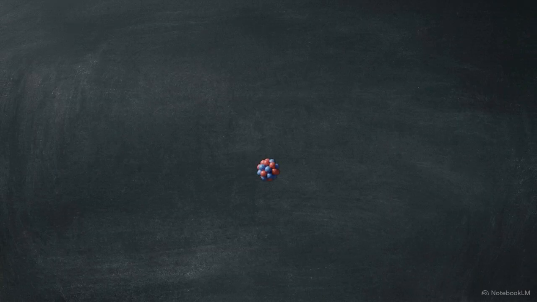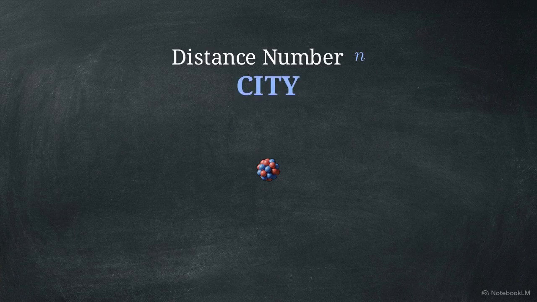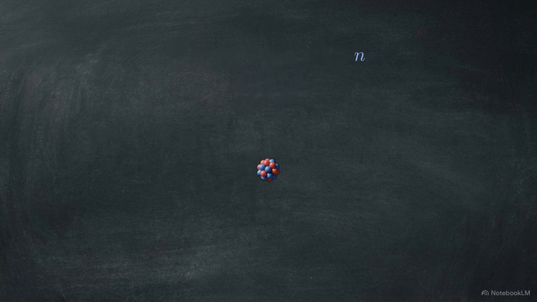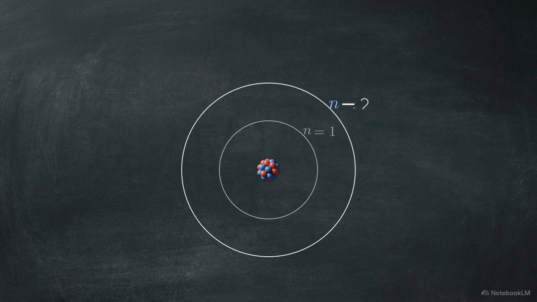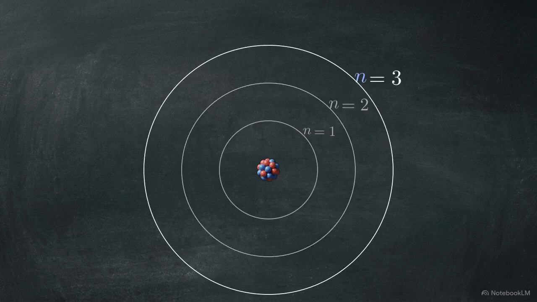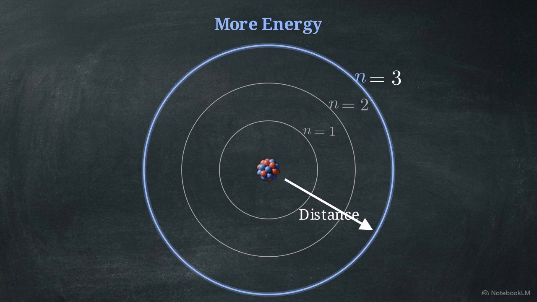The first part of our quantum address is the distance number, labeled with the letter n. You can think of this as the city. It tells you which main energy level the electron lives in, moving outward from the center as level 1, 2, 3, and so on. The rule here is simple. The higher the number n, the further the electron is from the center, and the more energy it has.